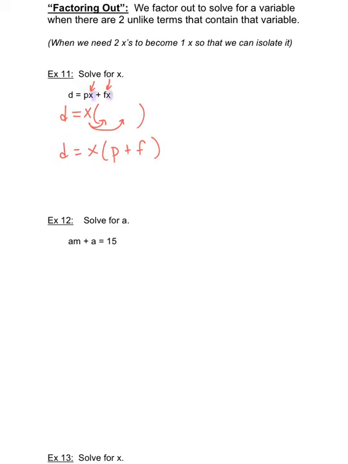All right, and then now once you've done that, your next step is really easy. All you have to do is just divide both sides by what's in the parentheses. So divide by p plus f, divide by p plus f. It cancels those out, and your answer is x equals that big fraction, d over p plus f. So x equals d over p plus f. And the parentheses are optional. If you want to put them, you don't need them. Either way is fine.